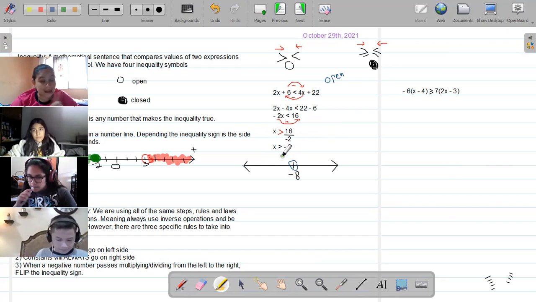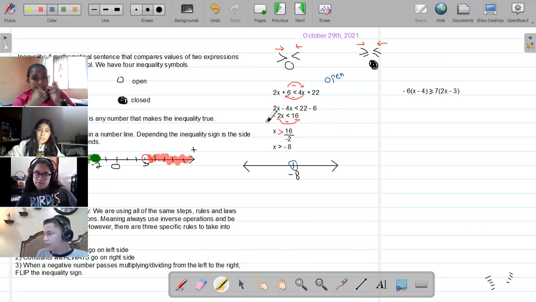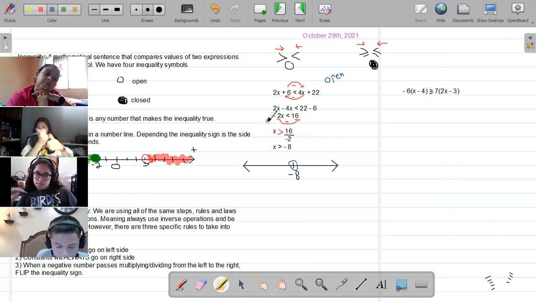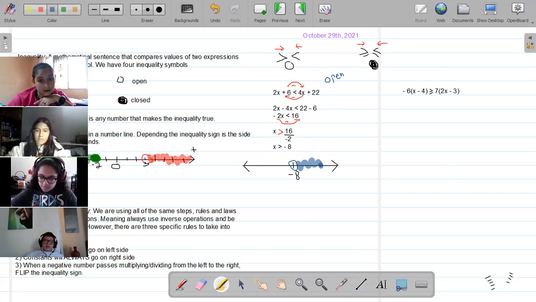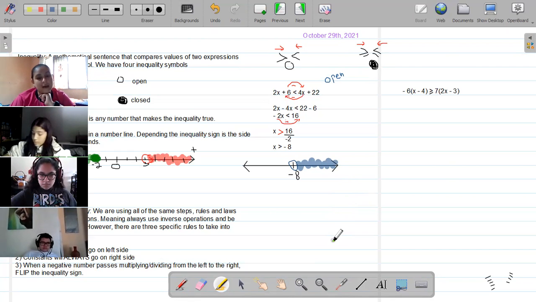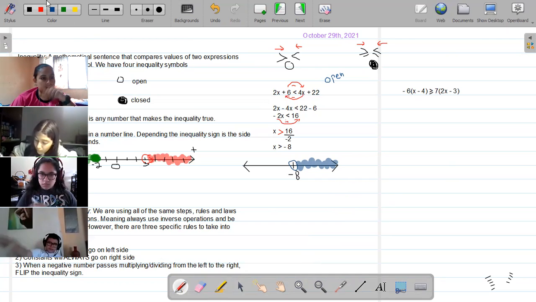Look at the arrowheads on the number line. To which side should we shade? To the left or to the right? To the right, correct. So I'm going to shade to the right. That's why you needed a color and a ruler. And now that is the very, very final answer for your exercise. You clear? Questions so far?